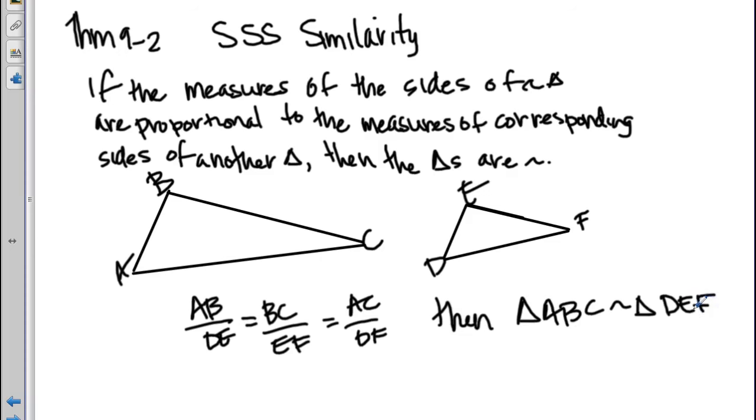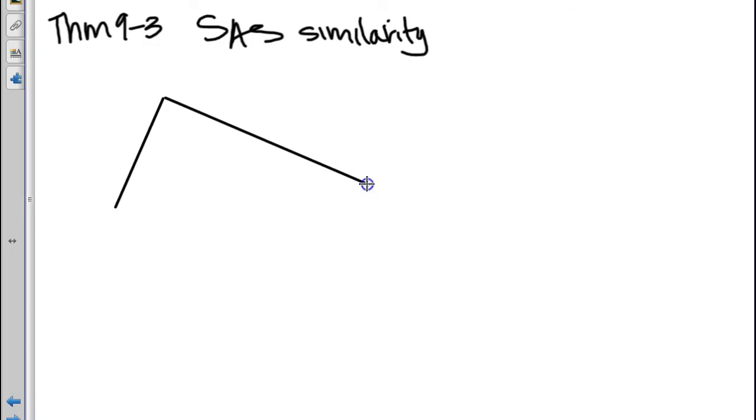All right, and then the last one is side angle side similarity. So this is theorem 9.3. Side angle side similarity. If the measures of two sides of a triangle are proportional to the measures of two corresponding sides of another triangle and their included angles are congruent, then the triangles are similar. Now, these sound a lot like our triangle congruence theorems, and they are like them, but these are for similarity, not congruency.